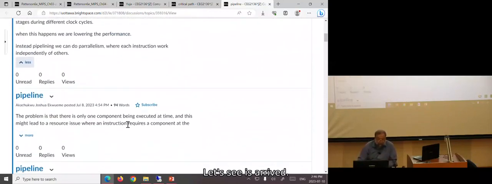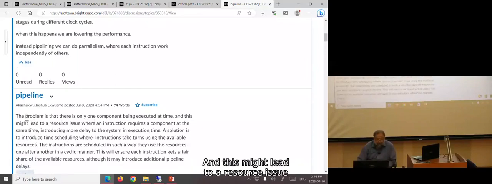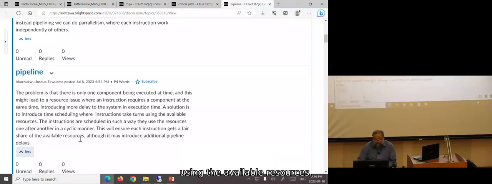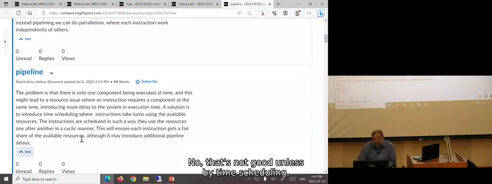Let's see. Is Akachukwu arrived? Okay, you did. The problem is that there is only one component being executed at a time, and this might lead to a resource issue where an instruction requires a component at the same time, adding more delay to the system. A solution is to introduce time scheduling, where instructions take turns using the available resources. No, that's not good. Unless by time scheduling you mean something that I will tell you later.